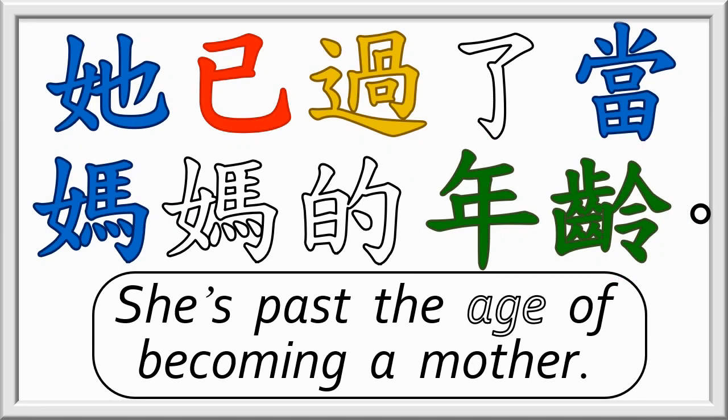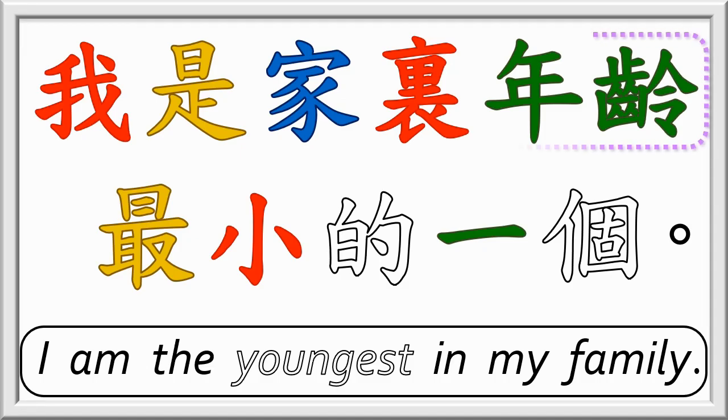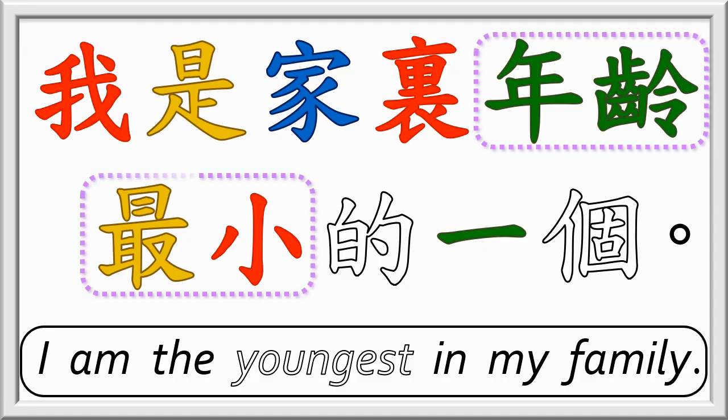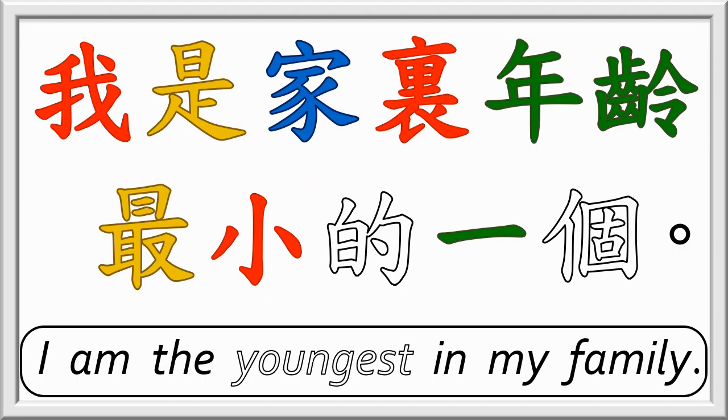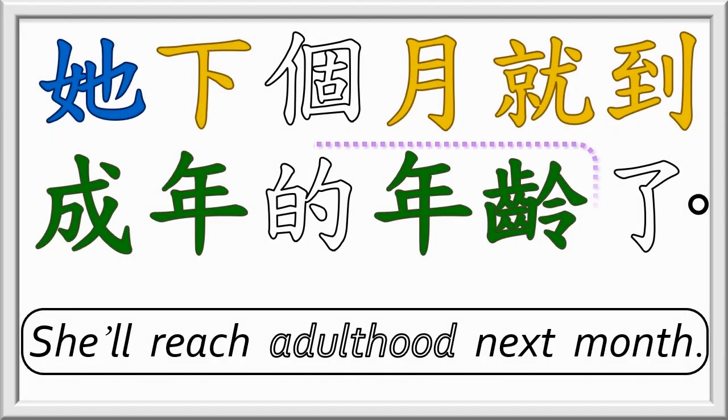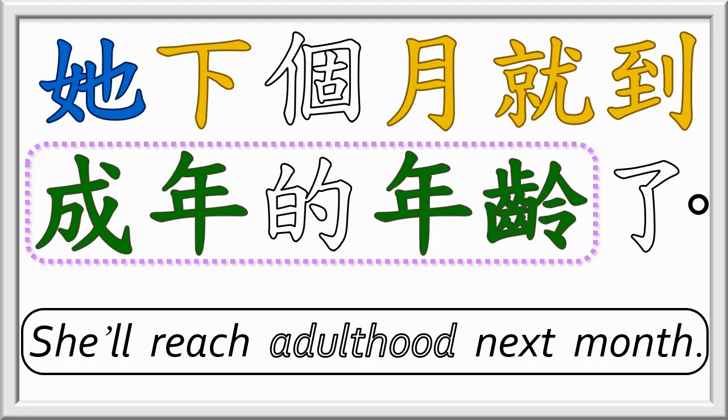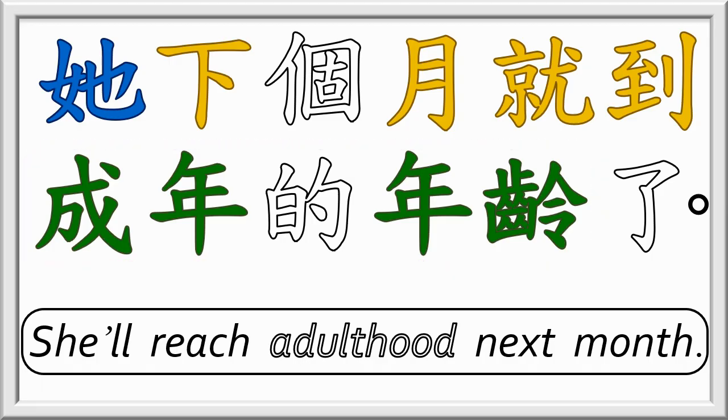她已过了当妈妈的年龄. She's past the age for becoming a mother. 我是家里年龄最小的一个. I am the youngest in the family. 她下个月就到成年的年龄了. She will reach adulthood next month.